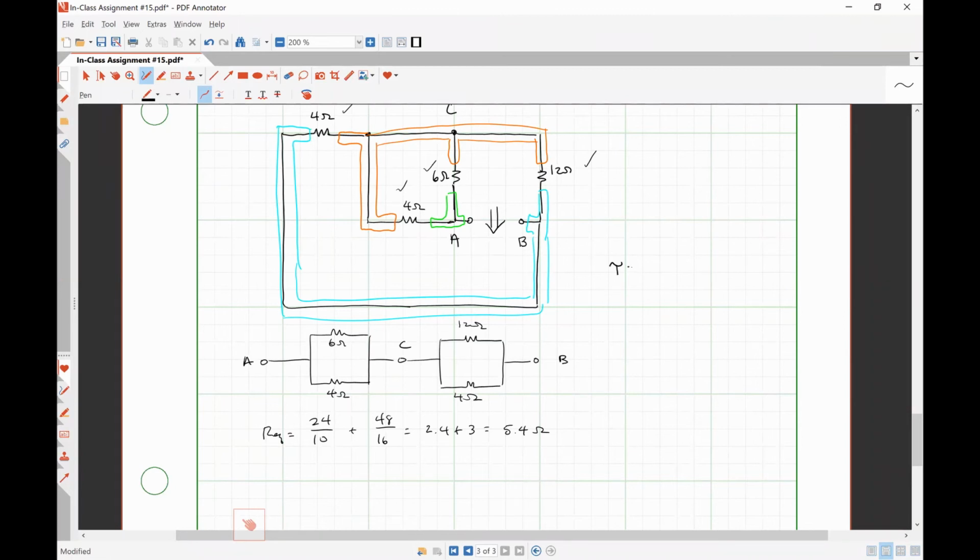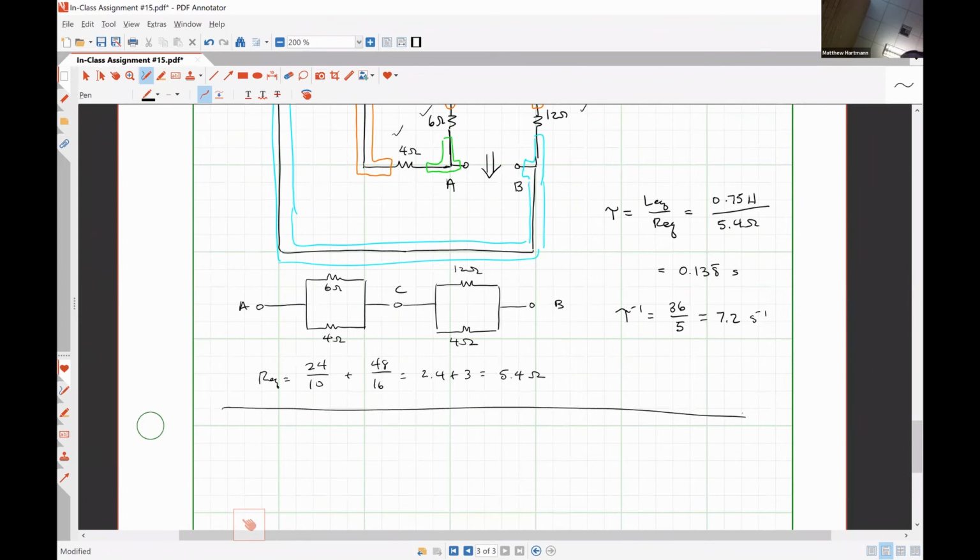All right, so from this, tau, which is going to be LEQ over REQ, is 0.75 henries divided by 5.4 ohms, which I feel strongly is not going to be a nice and even number. That's .138 repeating seconds. We take the inverse of that, is 36 over 5. So that's a little nicer. 36 over 5, that would be 7.2, I think. Yeah. Units of per second.